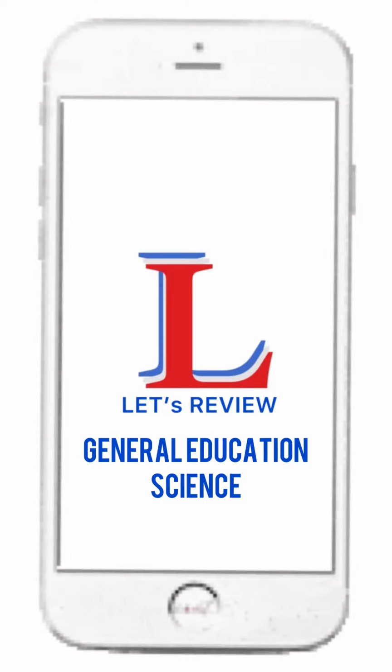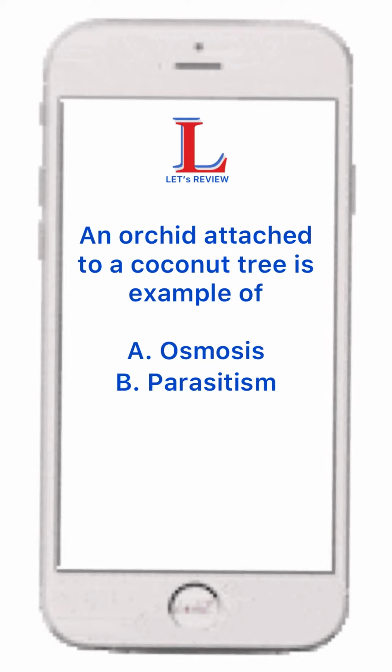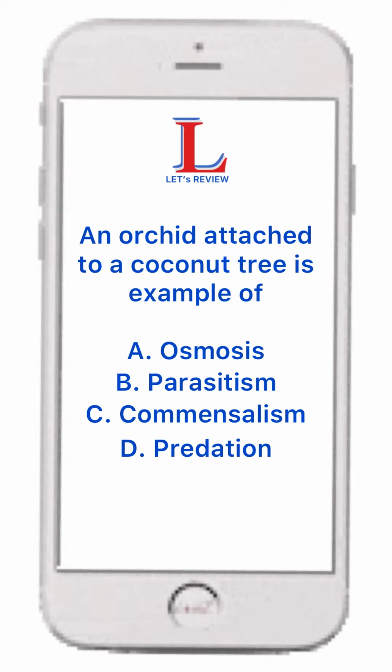Let's review. An orchid attached to a coconut tree is an example of A. Osmosis, B. Parasitism, C. Commensalism, D. Predation. Let's understand the concept of each of these choices.